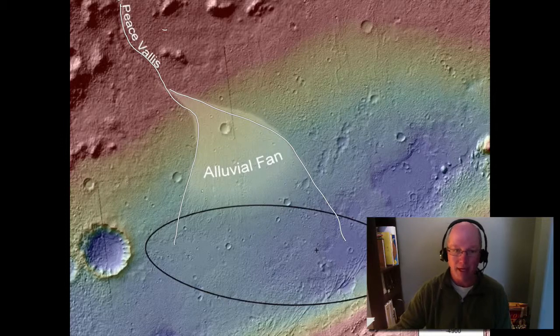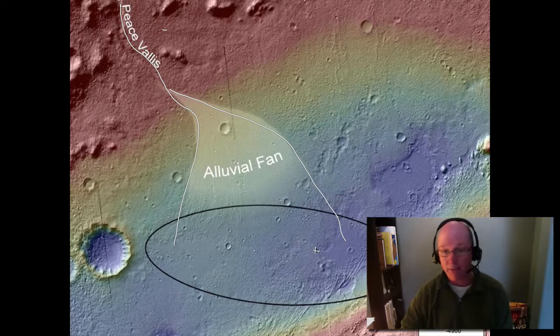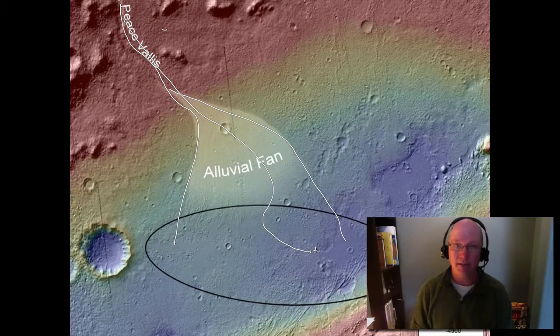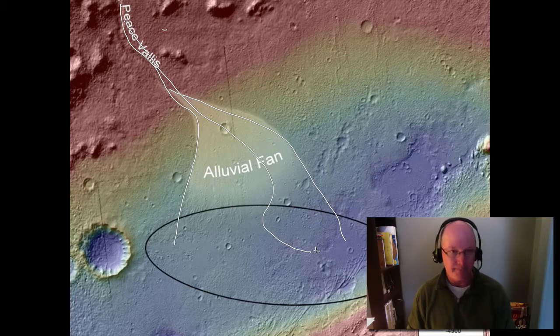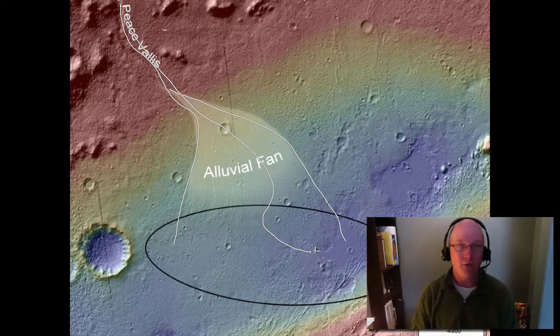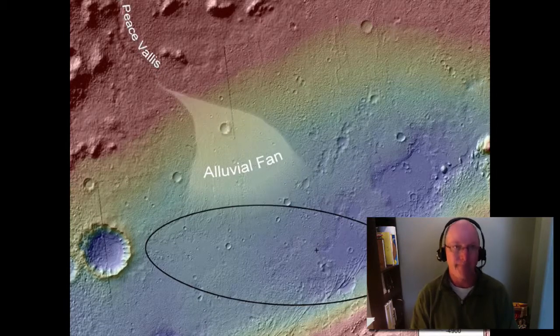And then this is the error ellipse of the landing site for Curiosity rover, with the most likely landing site here. So the idea is to land here where it's flat and reasonably safe, and then drive up this thing. Okay, so that's the goal of this mission, specifically to look for evidence of liquid water.